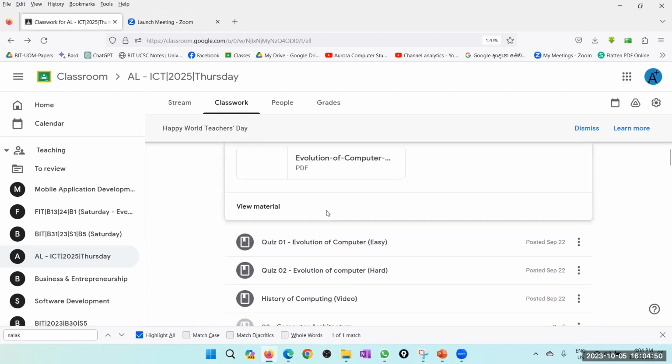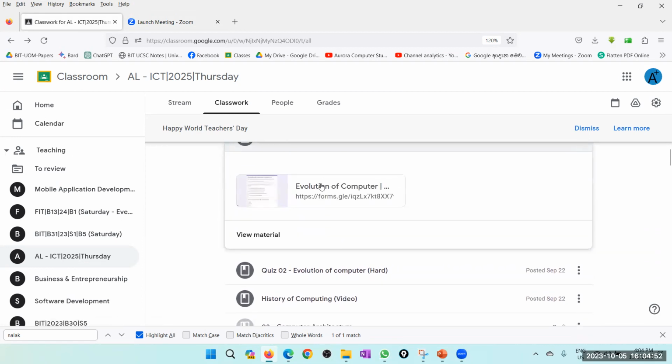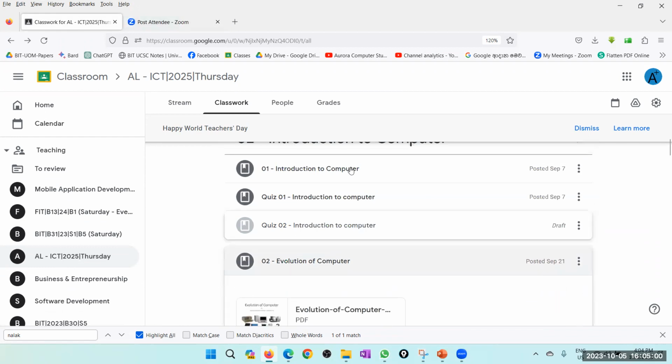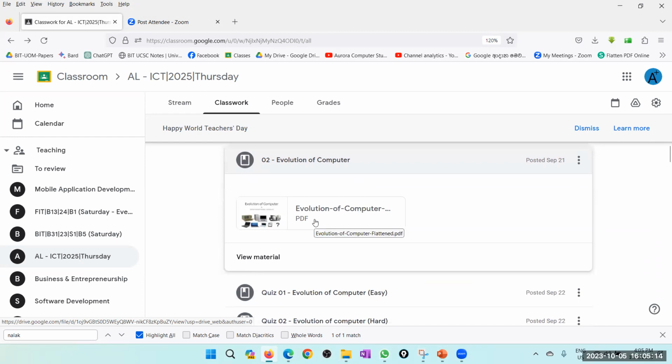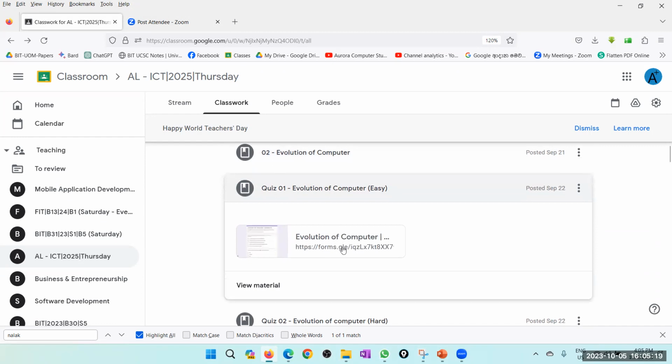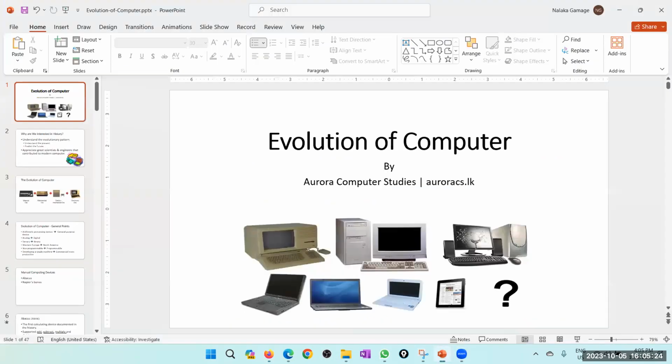So this is your note. Evolution of computer, and two quizzes are available, the easier one and the difficult, challenging one. Right. So let's start evolution of computer. You have the PDF version, which is very compact, only things related to your syllabus are there. And I will be using the PowerPoint version of that one. And at the end, we will be able to do the quiz also, depending on the time available.